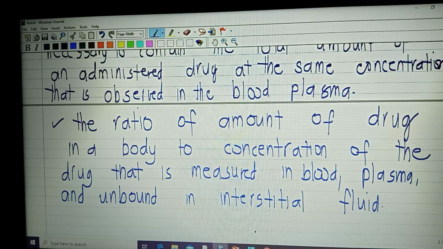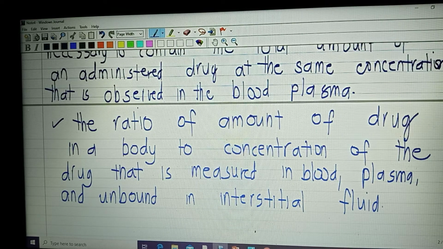So actually, your VD of a drug represents the degree to which a drug is distributed in the body's tissues rather than the plasma. So it represents the degree to which the drug is distributed in the rest of the body rather than the plasma. Your VD is in fact directly proportional to the amount of tissue distribution, or distribution to the rest of the body.